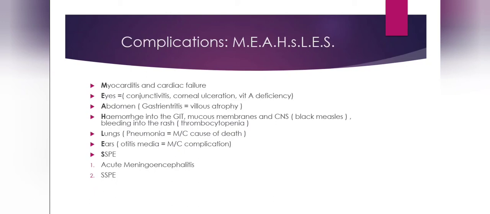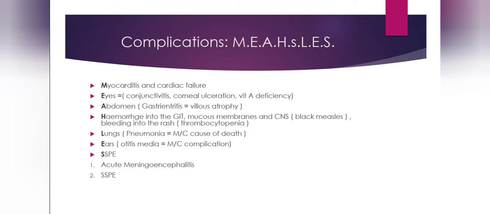So the word M means myocarditis and cardiac failure. The word E means eyes. When measles involves the eyes, it causes conjunctivitis, corneal ulceration, and vitamin A deficiency. When it involves the abdomen, GIT, it causes gastroenteritis, villus atrophy, and through villus atrophy, there is protein and energy malnutrition.